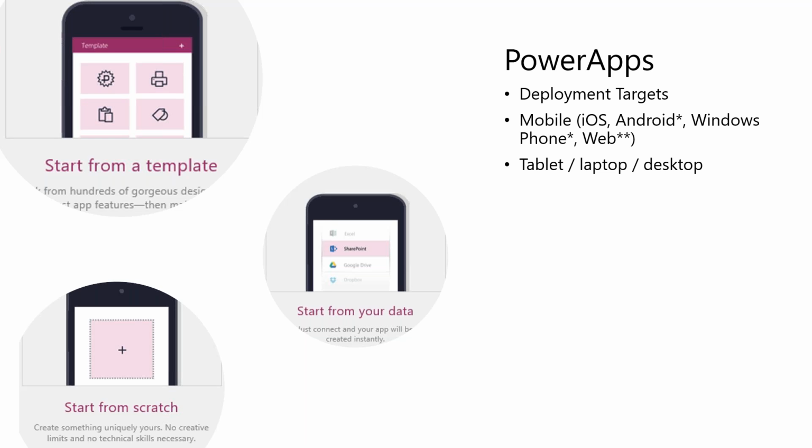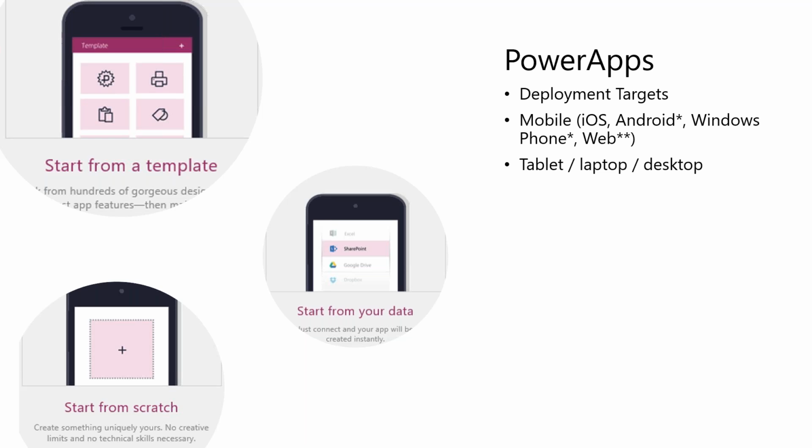Okay, so, deployment targets for PowerApps. PowerApps can be deployed on, as I mentioned earlier, any mobile device. You can download it on an iOS device, an Android device, and a Windows phone device. Basically, all you have to do is go into the market store, let's say the App Store for Apple or the Android market, search for PowerApps, download it, and you have access to it. It can also be used, like I mentioned earlier, on tablets, laptops, and desktops.